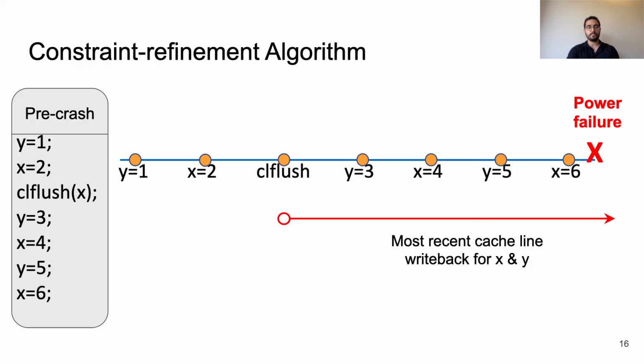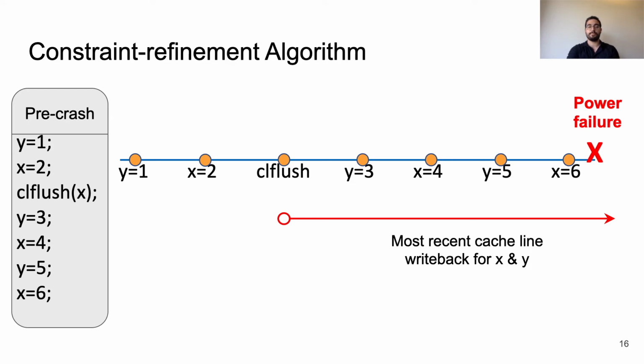As an example, the program executes the instruction sequence on the left-hand side prior to the failure. Both variables x and y are located in the same cache line. The blue line shows the order that stores were written to the cache. After the program executes the stores y equals 1 and x equals 2, it performs a CLFlush instruction. This instruction flushes the cache line that holds x and y to the persistent memory. At this point, Jaaru infers the constraint that the cache line for x and y was most recently flushed during the interval from CLFlush to infinity, as represented by the red line.